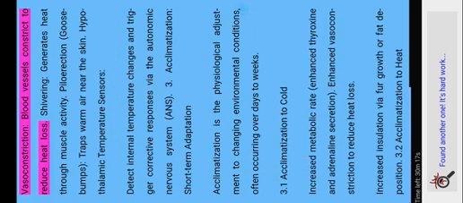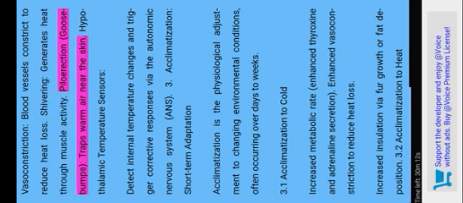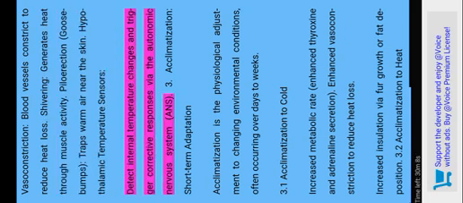Vasoconstriction. Blood vessels constrict to reduce heat loss. Shivering. Generates heat through muscle activity. Piloerection. Goosebumps. Traps warm air near the skin. Hypothalamic temperature sensors. Detect internal temperature changes and trigger corrective responses via the autonomic nervous system, ANS.